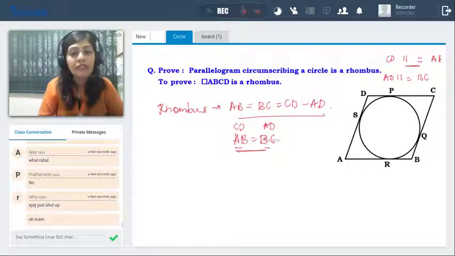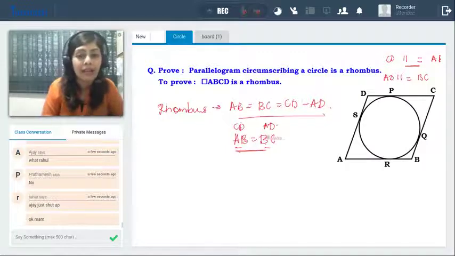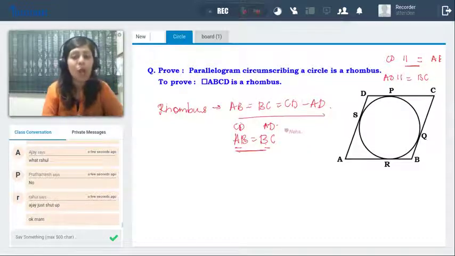So if AB is equal to BC, BC will also be equal to CD. AB will also be equal to AD. Yes, because they are equal to each other. They are opposite sides of a parallelogram. So all we are going to prove is one pair of adjacent sides to be equal. Yes, that is all we need.